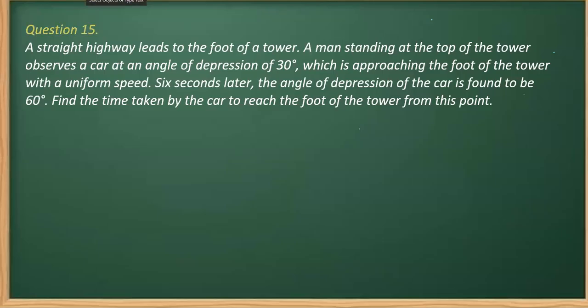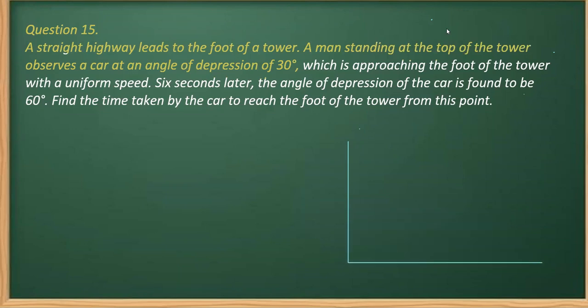This is question number 15. It says a straight highway leads to the foot of a tower, and a man standing at the top of the tower observes a car at an angle of depression of 30 degrees. So what we can do is first make a highway and a tower.